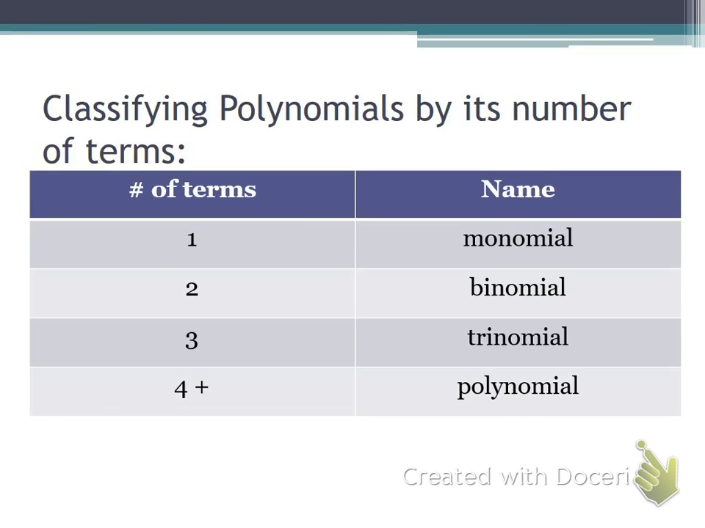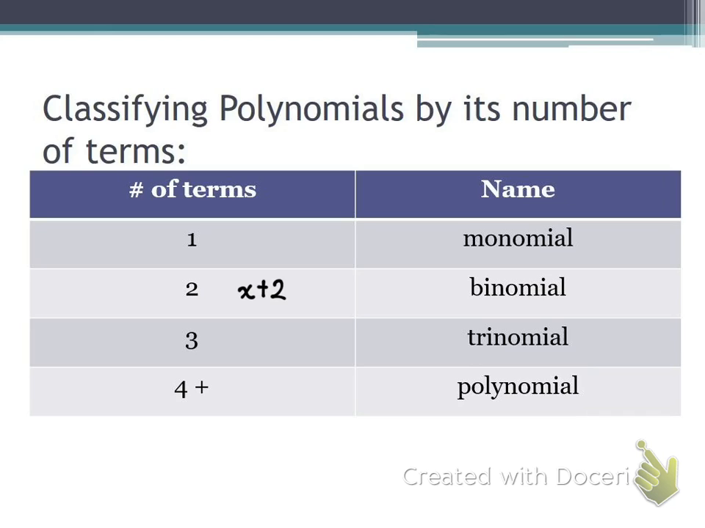Classifying polynomials by its number of terms. So we have 2 different ways of classifying. This first way is by how many terms there are. We already talked a little bit about this. If it's got just one term, it is a monomial. If it has 2 terms, it is a binomial. We saw a lot of those when we factored, right? Well, we put them in parentheses, but we saw a lot of stuff like x plus 2. That is a binomial. There are 2 terms there.